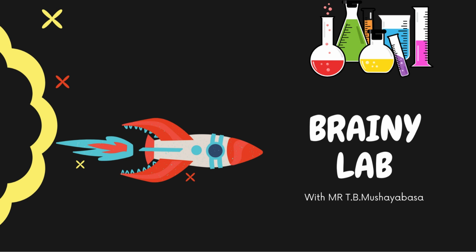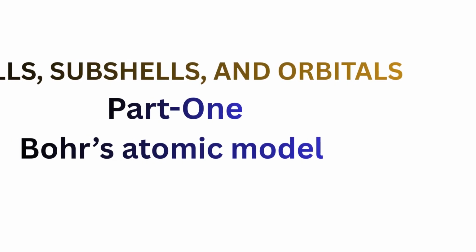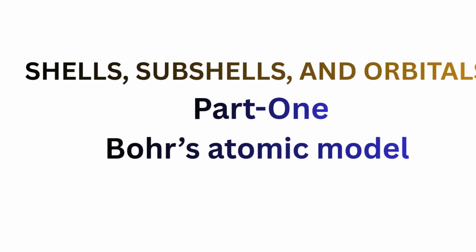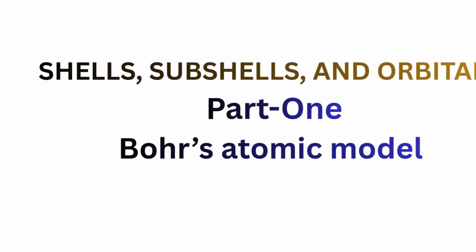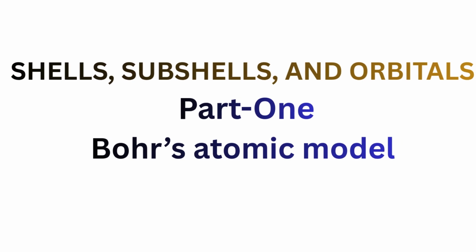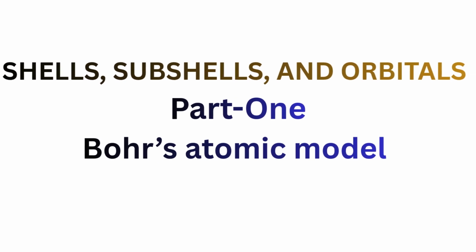In today's video, we're diving deep into one of the most fascinating topics in chemistry: shells, subshells, and orbitals. We are going to divide this topic into two parts. This video covers the first, subtitled Bohr's Atomic Model. By the end of this video, you'll understand how electrons are arranged around an atom and why this arrangement determines an element's properties. So, grab your periodic table and let's get started.